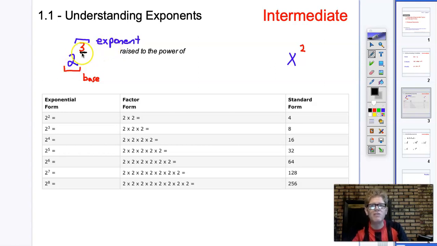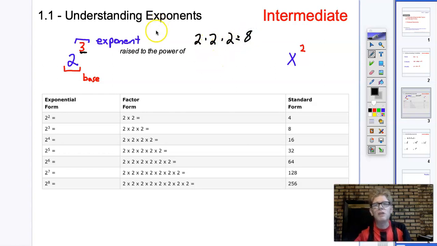So when we say raised to the third power, we're talking about 2 being multiplied by itself 3 times. And you'll remember that 2 times 2 is 4, times 2 is 8. When we talk about exponents, we also talk about them in forms. So we have exponential form, we have factor form, and we have standard form. In exponential form, we're just writing the base with the exponent. So this right here is in exponential form.